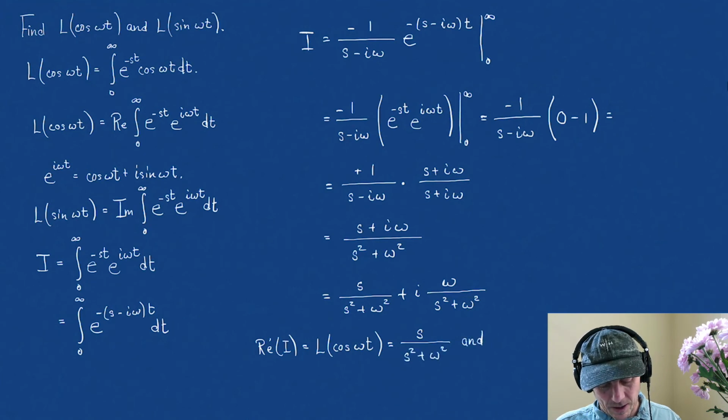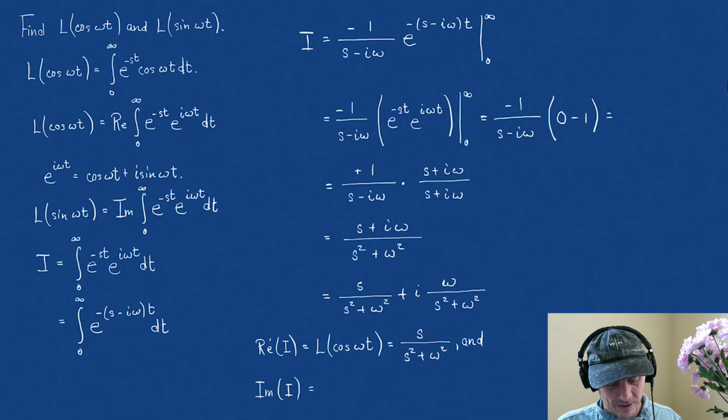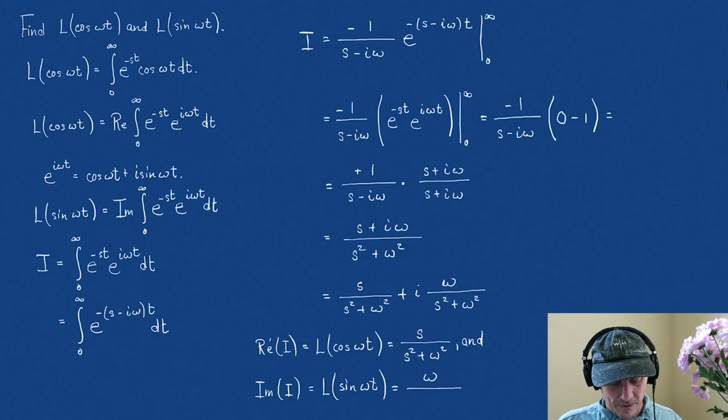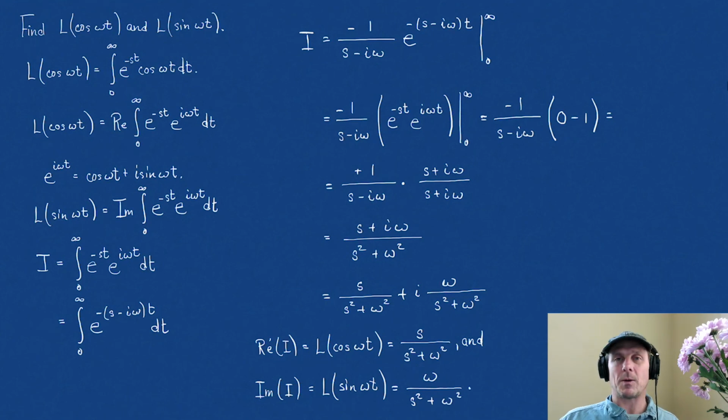And what else can we do? Well, we can look at the imaginary component of this integral. Well, we said that that is the Laplace transform of the sine of omega t. But from the two lines above, we can see that the imaginary component is just omega over s squared plus omega squared. Remember, when we're taking the imaginary part, we're just taking the coefficient with the I. We don't include the I in the imaginary part.